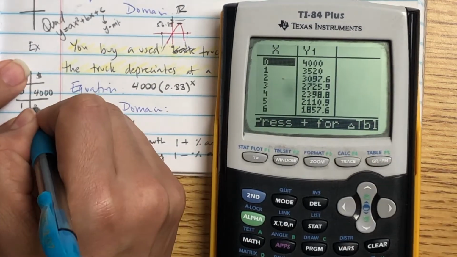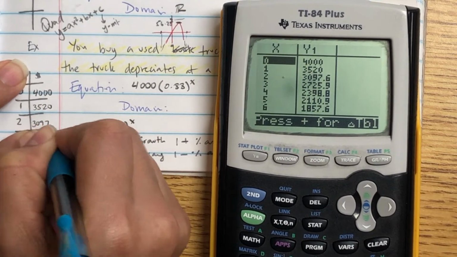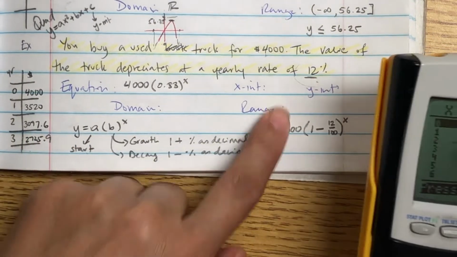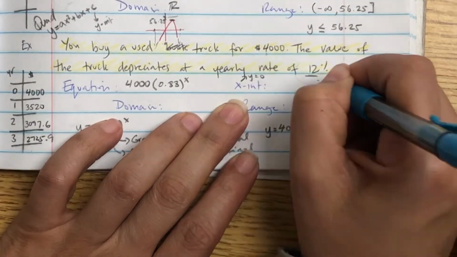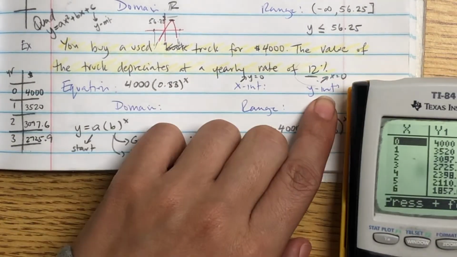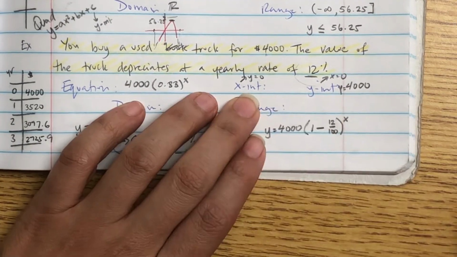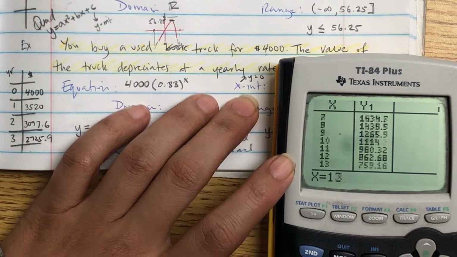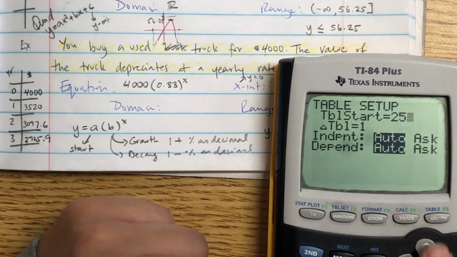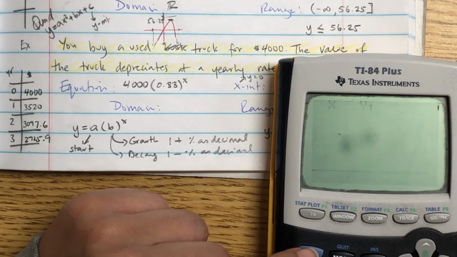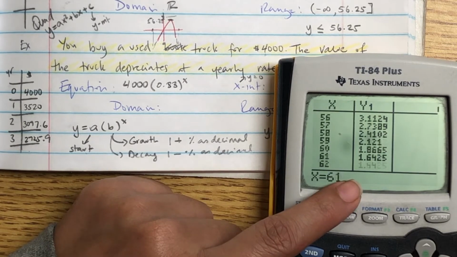So I can see when x is 0, it's 4,000, and I'm just going to write in the few values up to 3. All right, so my x-intercept is when y is 0, my y-intercept is when x is 0, and I can see x is 0, y is 4,000. I need to find out when y is 0. Scrolling down, I can see it's going to take too long, so I'm just going to do second, table set, and then kind of mess with the numbers. I'm trying to get as close to 0 as I can, which this is pretty close.